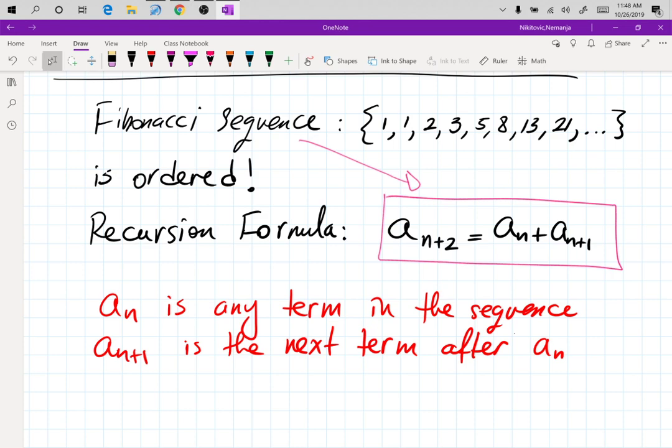I increase that plus 1, 3 plus 1 is 4. That's the fifth term, which is the next term. Okay? So all this says here is that an is any term, and then an plus 1 is the next term in the sequence. So then, common sense. An plus 2 is the next term, right?